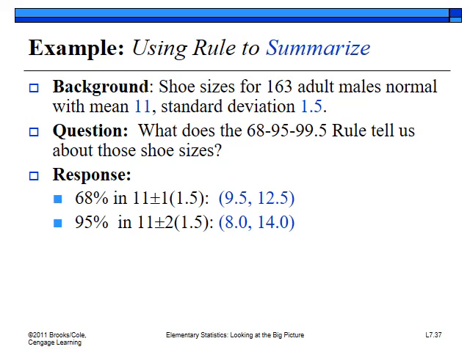95% will be within two standard deviations. 2 times 1.5 is 3, so if we add and subtract 3 from 11, we get 8 and 14. So 95% would have shoe size between 8 and 14. And 99.7% would be in the range from 6.5 to 15.5. That's 11 plus or minus 3 times 1.5, or 11 plus or minus 4.5.